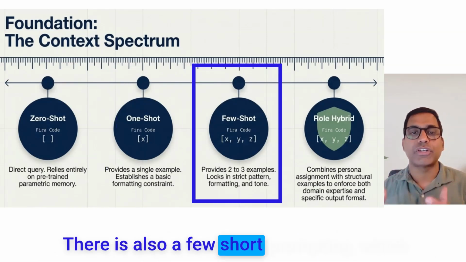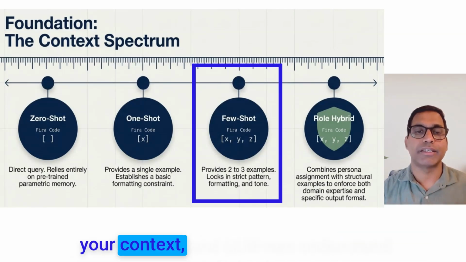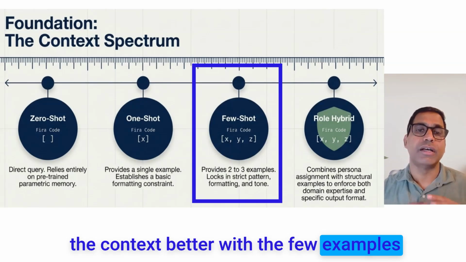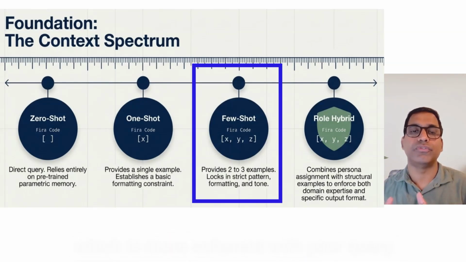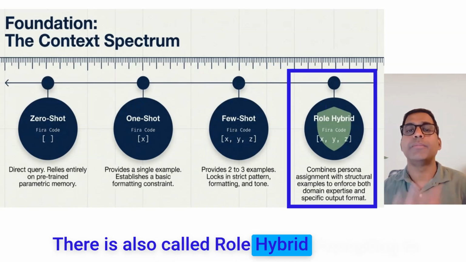There is also few-shot prompting, which means you provide a few examples to support your context, and the LLM can understand the context better with the few examples and is able to produce an output which is more coherent with your query. There is also called role hybrid prompting.